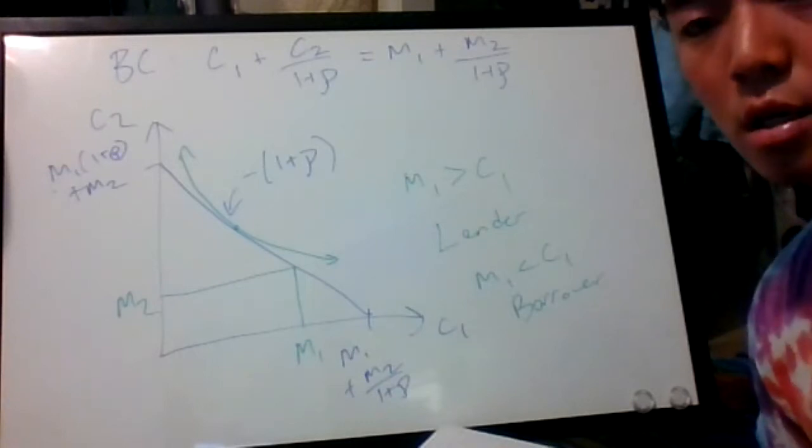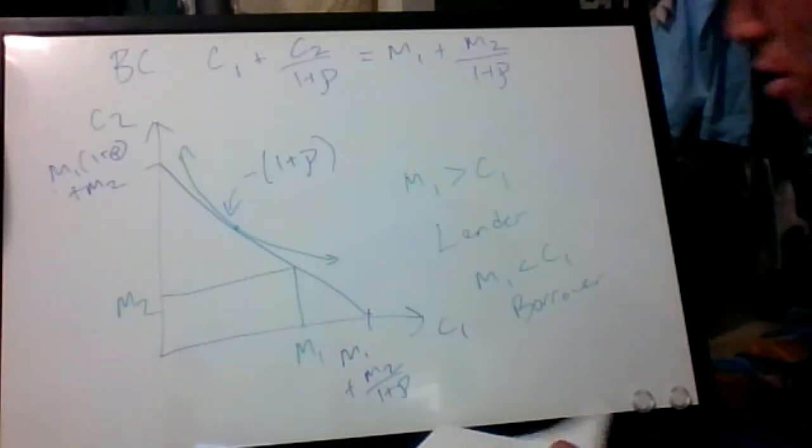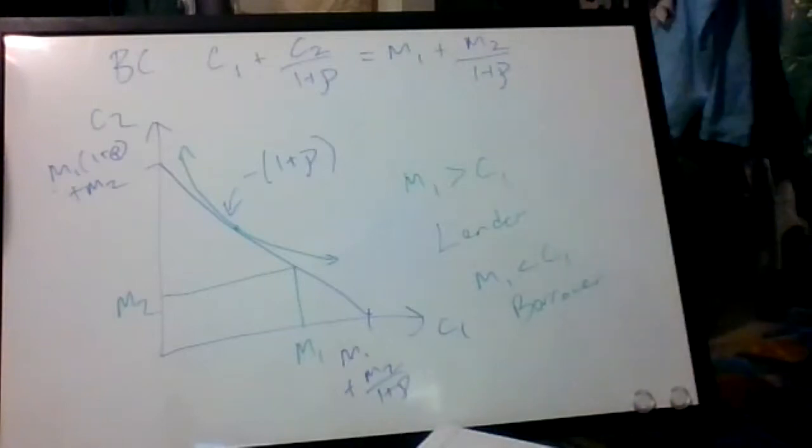Yeah, I had a question. Yeah, what's up? How do you get from the graph that this person's a lender?